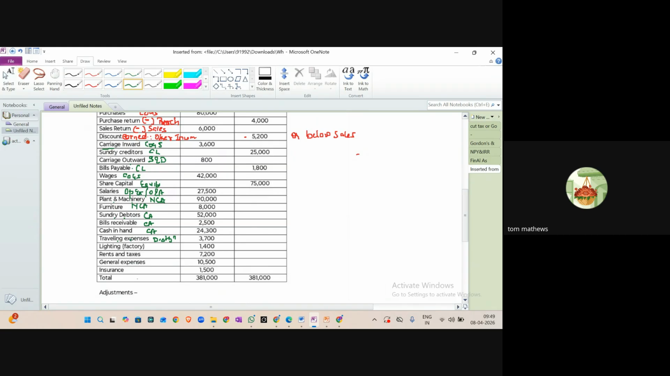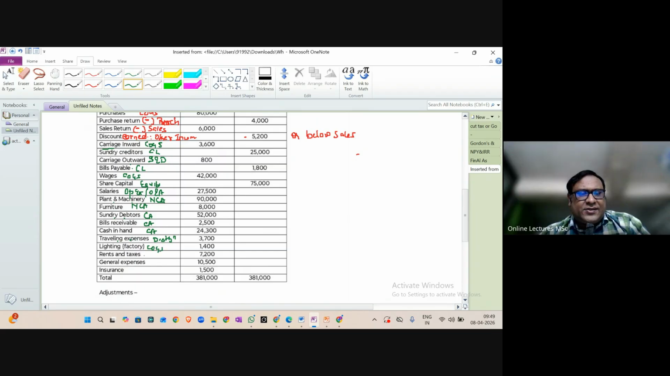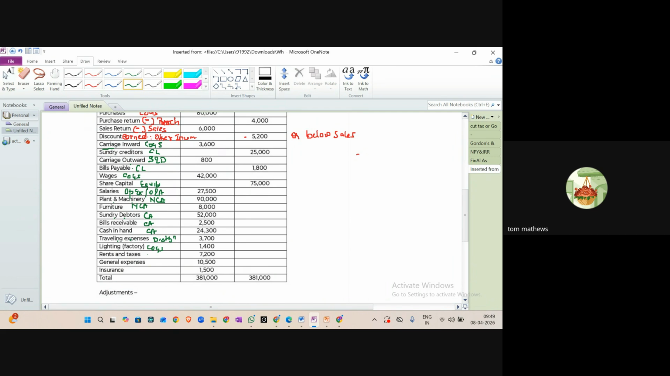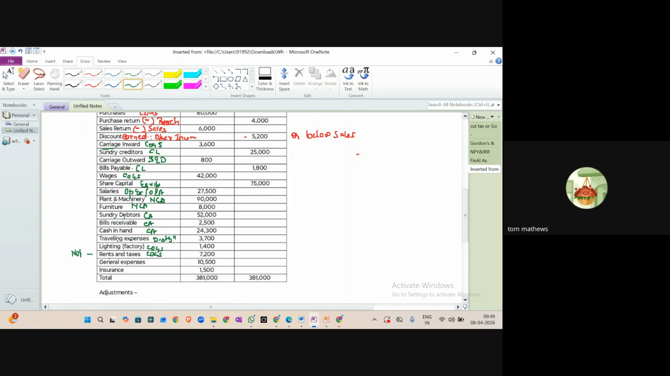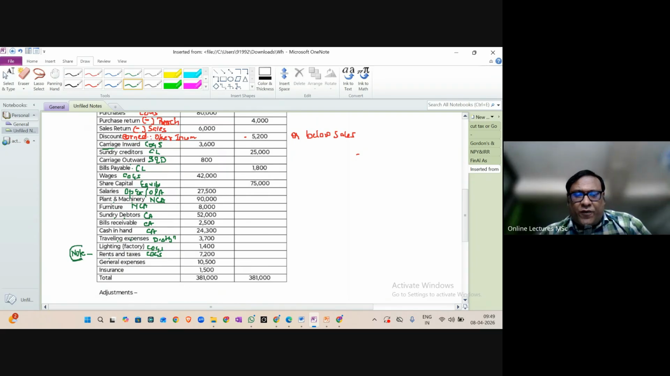Factory, it is COGS. Rent and taxes, COGS only, because it comes as factory taxes and all. This is debatable. You can take it under COGS also, you can take it under operating also. But if you are taking it in factory COGS, we have to mention it. We'll write a note for this. In one of the batches I was teaching, the student said, no sir, we'll take it under office and admin. No problem, then we'll write a note for that.